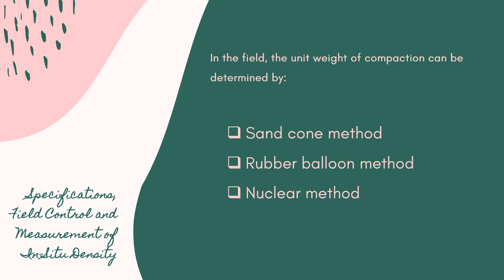So, as I have said earlier, there are three methods with which you can determine the unit weight or the compaction of the soil in the field, or the in-situ density. So first is the sand cone method, then the rubber balloon method, and lastly is the nuclear method.